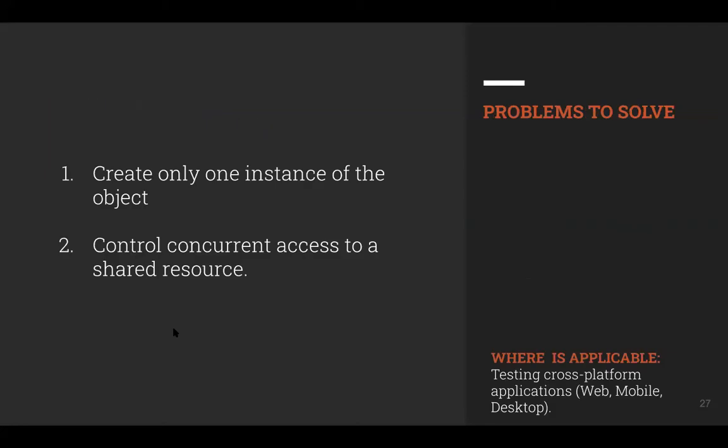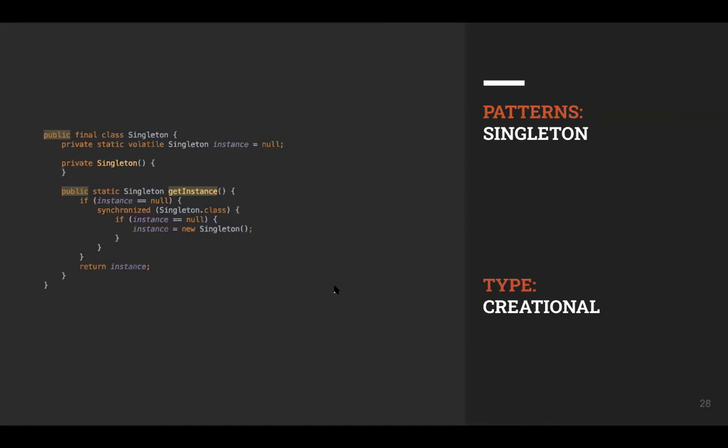And this next pattern is about creating the only instance of the object. It's a really well-known pattern. I'm pretty sure that you know this one. It's about creating only one instance of your object, and it helps you to control concurrent access, for example, to a shared resource. It's applicable for testing cross-platform applications, and the name is Singleton.